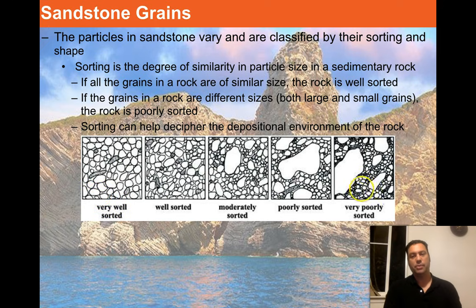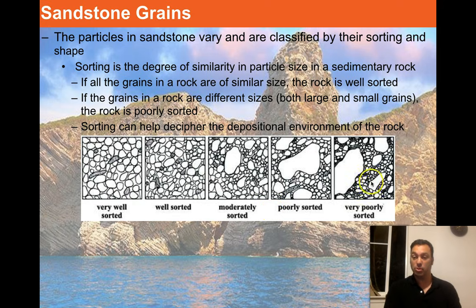Over here, it's very poorly sorted. We have small grains with large pieces of quartz or rock stuck in there. As we go across from very poorly sorted towards well-sorted, even very well-sorted, there's uniformity in the size of the grains as we go from right to left. It's really important to know the difference between very well sorted and very poorly sorted.